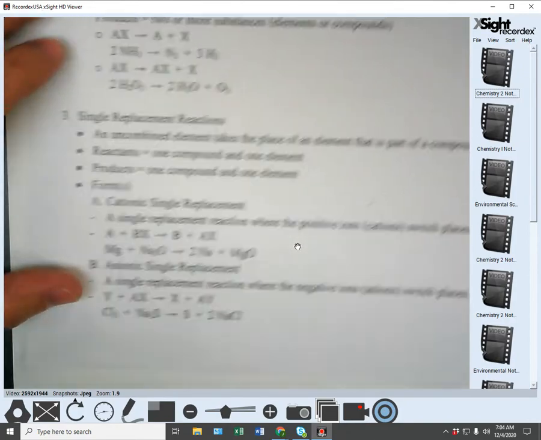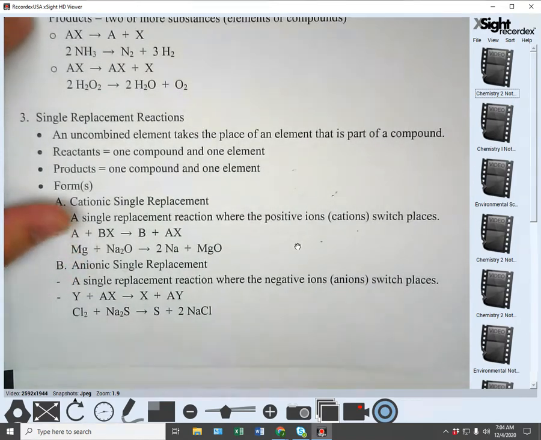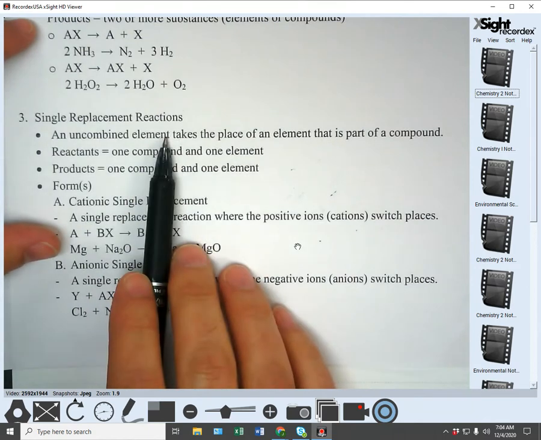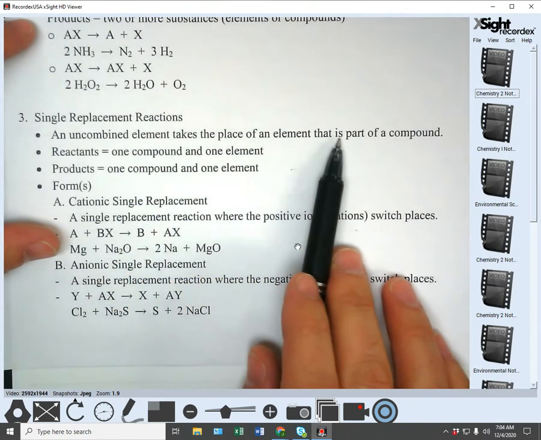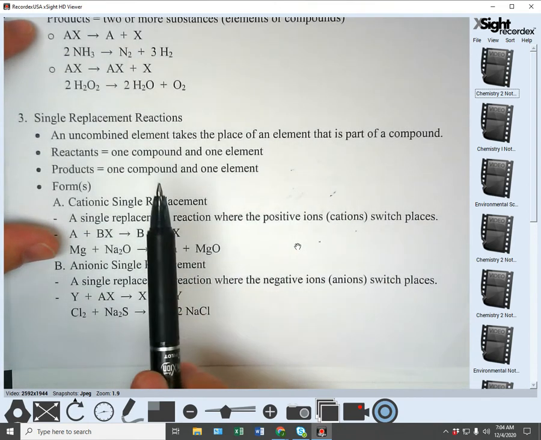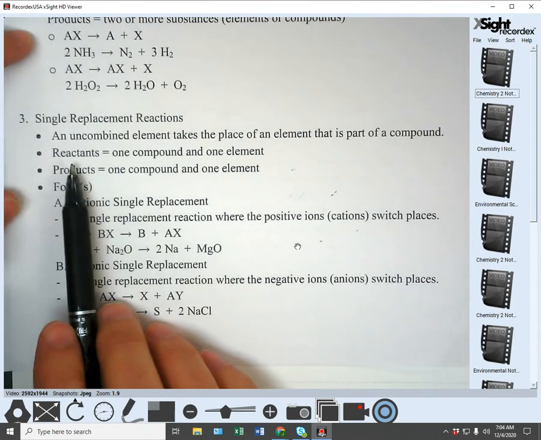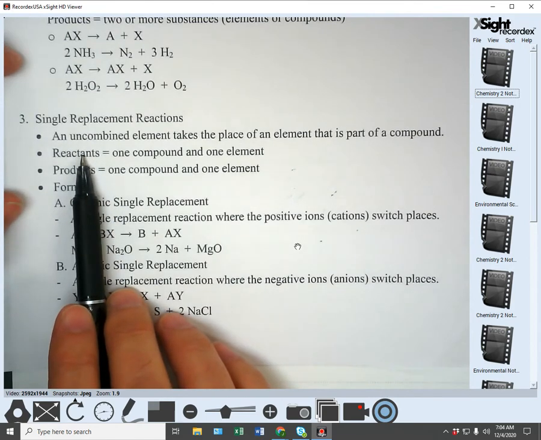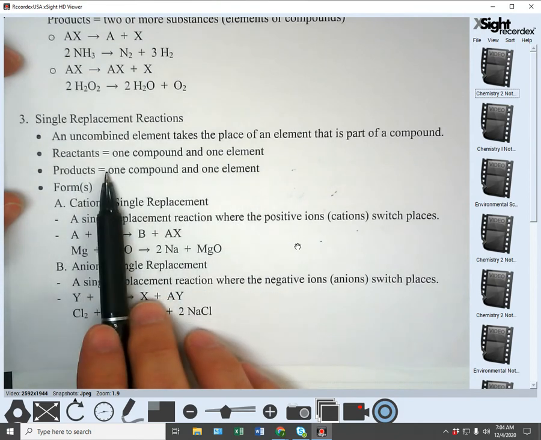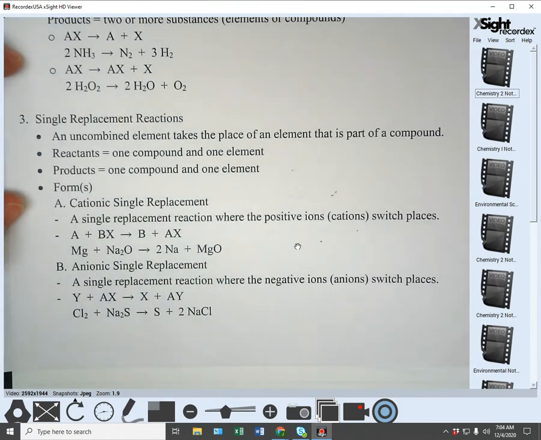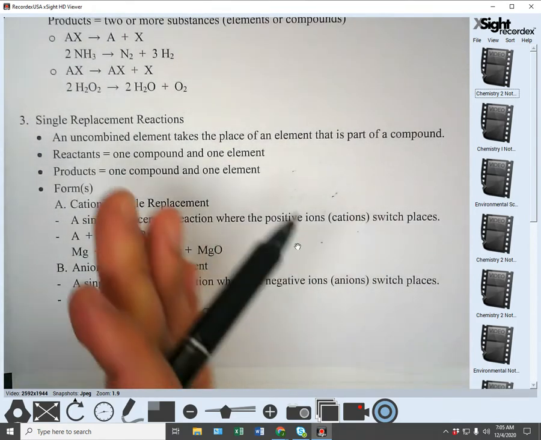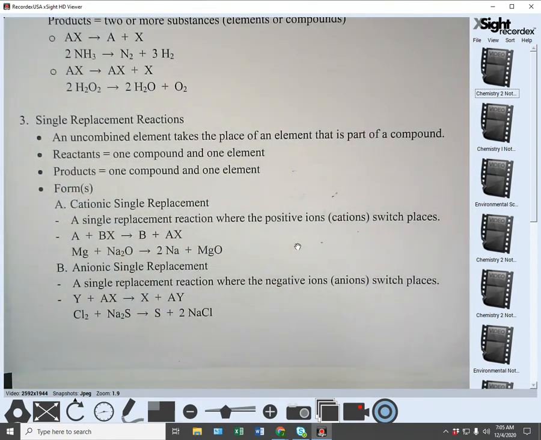Third type. These are what are called single replacement reactions. It's where an uncombined element takes the place of an element that is part of a compound. So what's the format going to look like? Well, your reactants are going to be one compound and one element. Your products are going to be one compound and one element. So on the left side, you're going to have a compound and an element, and on the right side, you're going to have a compound and an element.